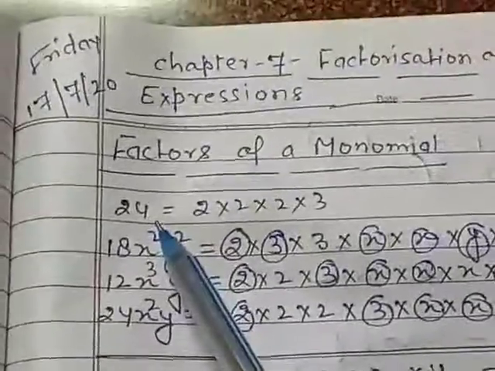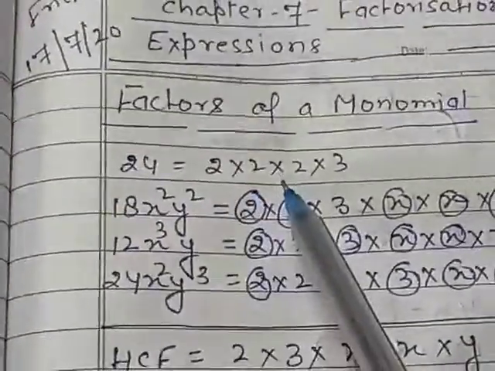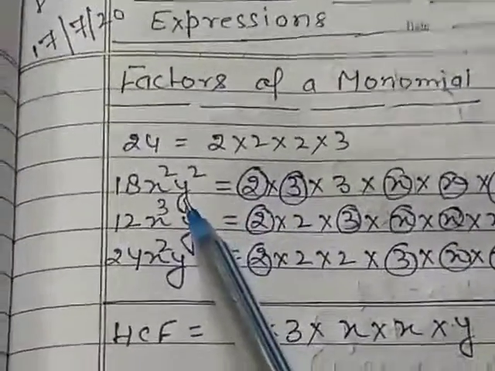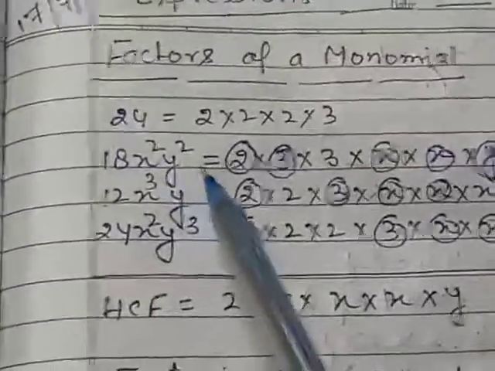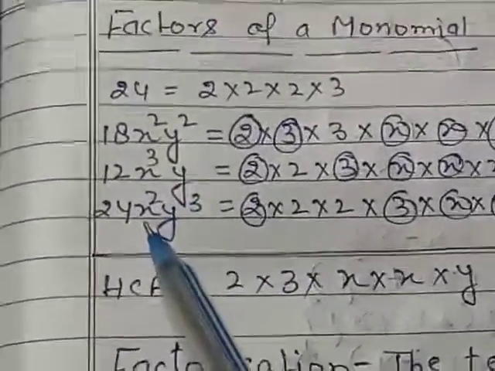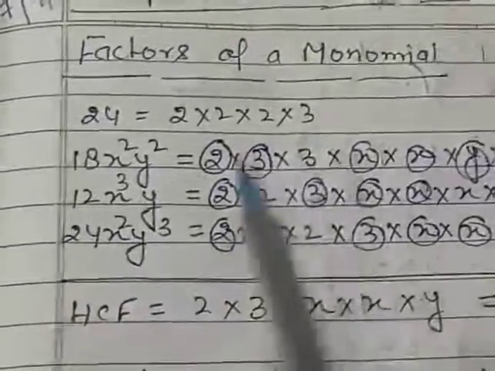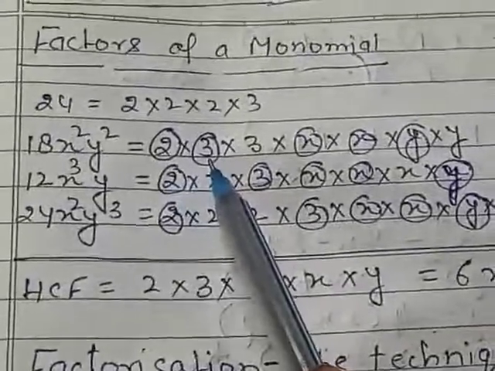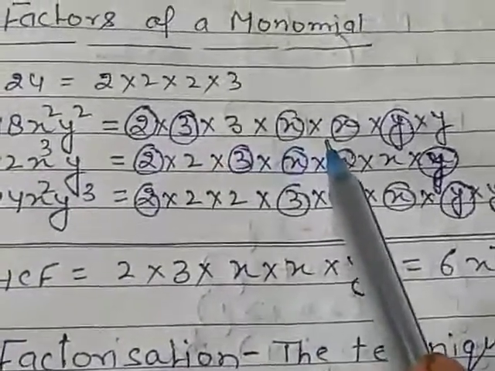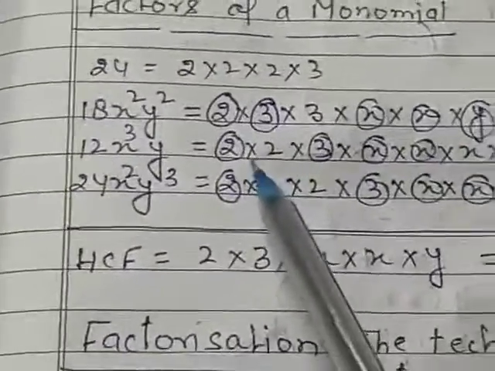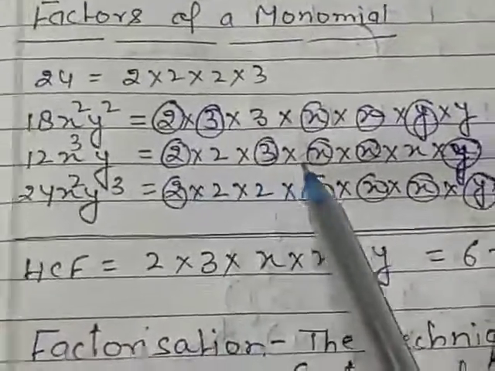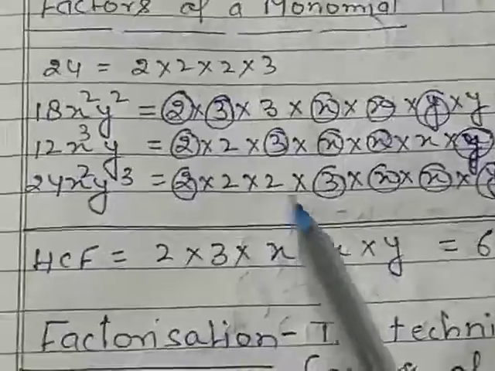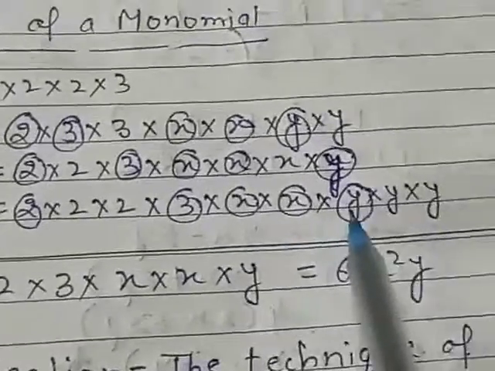For example, 24: 2 into 2 into 2 into 3 are the factors of 24. And the algebraic terms 18x square y square, 12x cube y and 24x square y cube. When all these terms are factorized, here we get 2 into 3 into 3 into x into y into y. The same process: 2 into 2 into 3 into x into x into y. Now 2 into 2 into 2 into 3 into x into y.